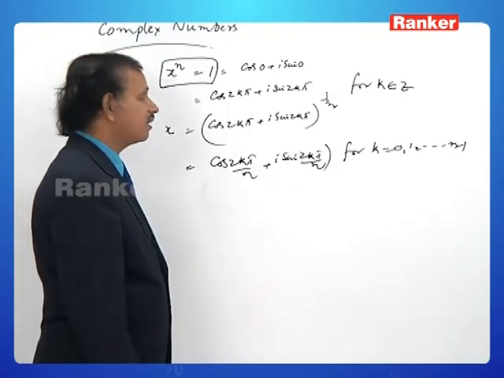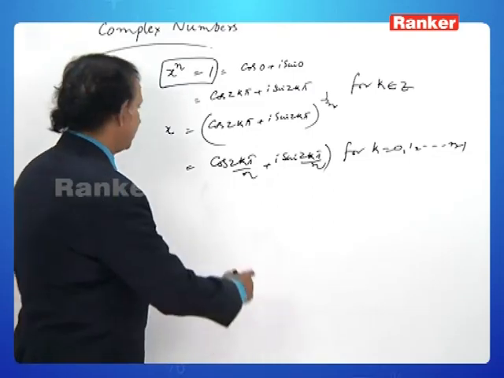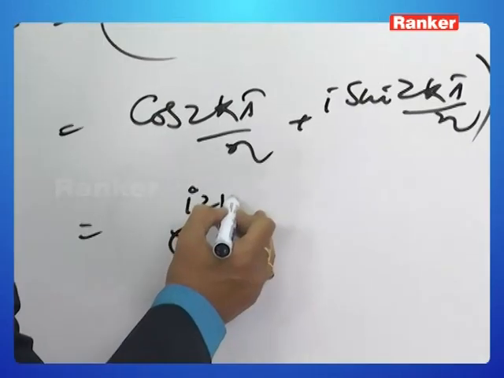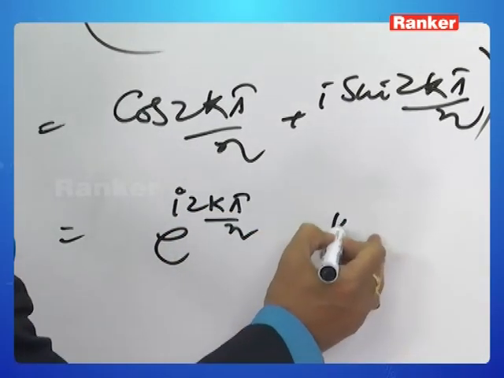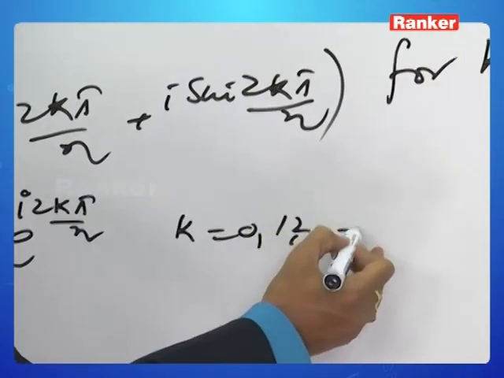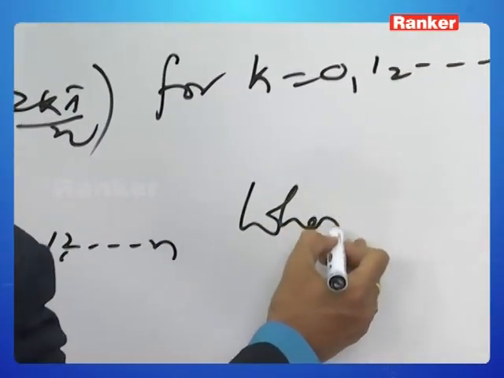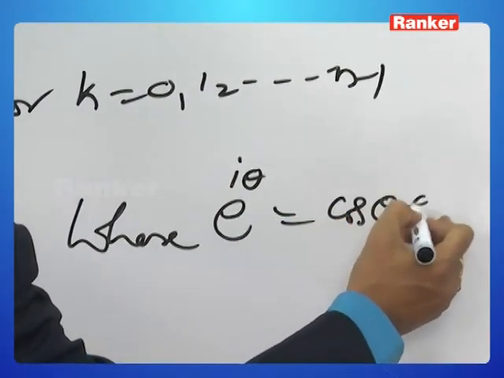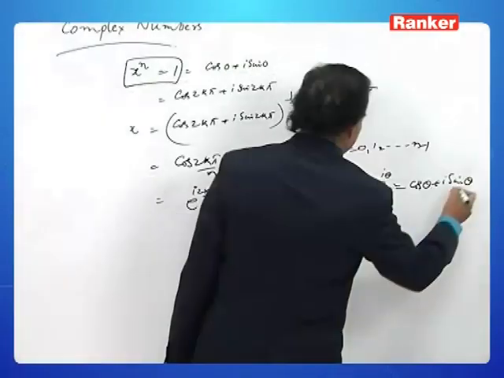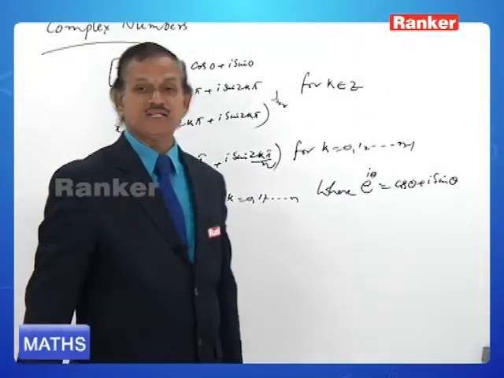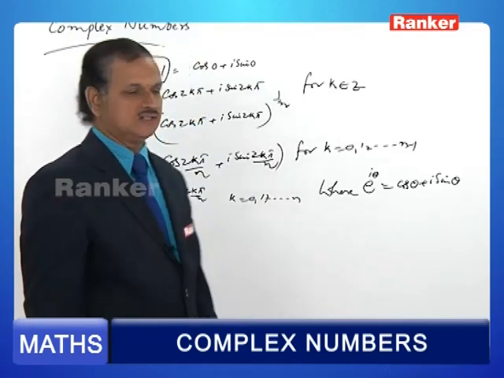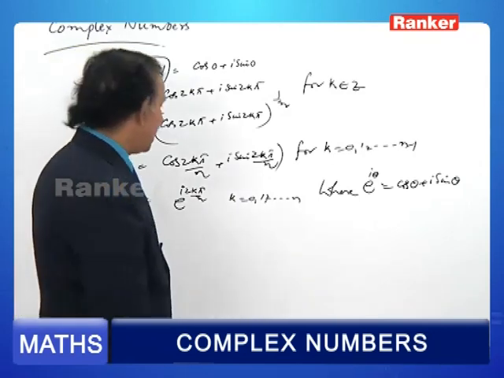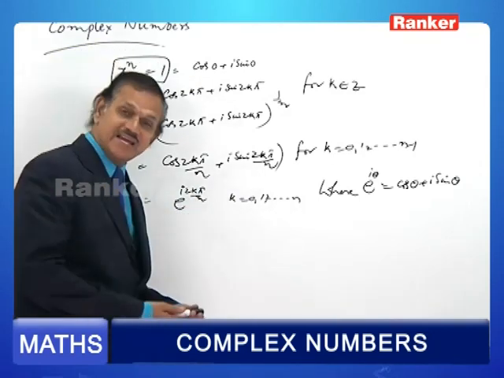The values of x for k equal to 0, 1, 2, 3, etc. up to n minus 1 are nothing but called nth roots of unity, and this can again be called e power i 2k pi by n, k is equal to 0, 1, 2, 3, etc. up to n minus 1, where e power i theta is equal to cos theta plus i sin theta, according to the famous definition due to the famous mathematician Euler. Yes, this we call Euler's definition. Cos theta plus i sin theta is nothing but e power i theta, and in the place of theta we have here 2k pi by n.